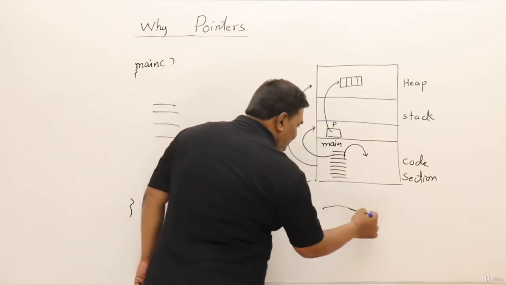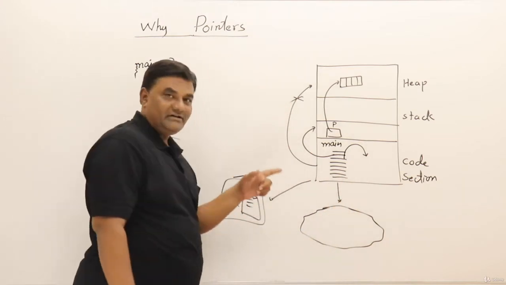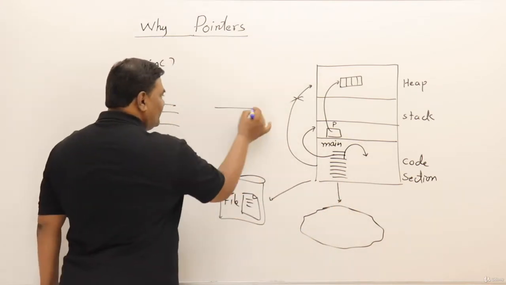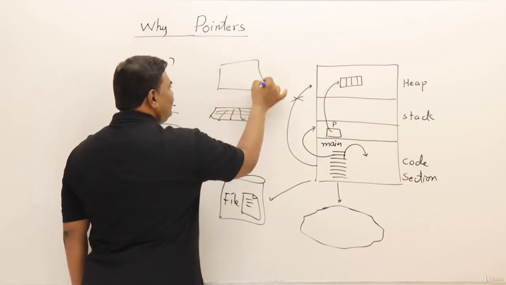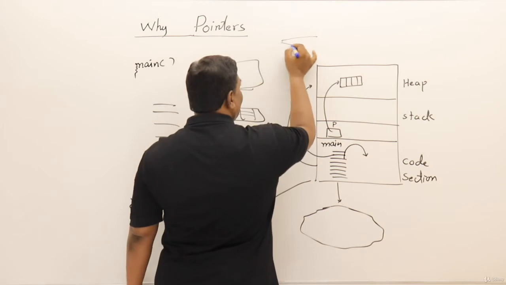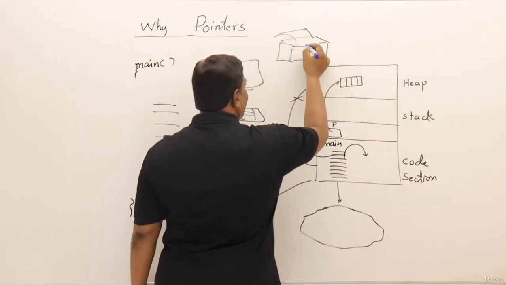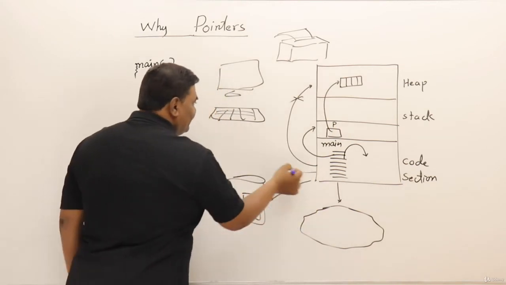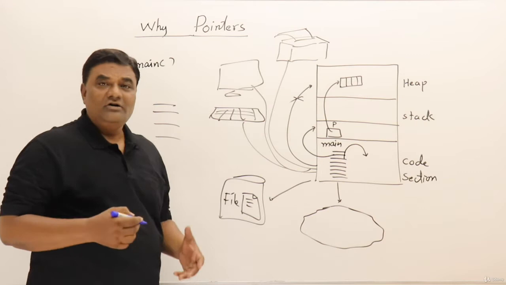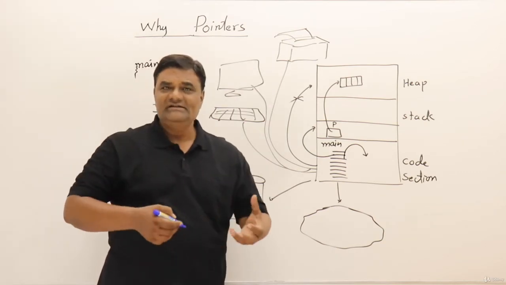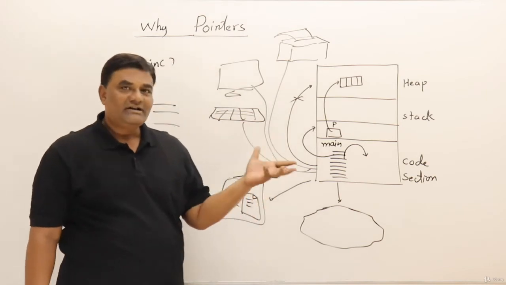Then if there is a network connection, how can a program access it? Using a pointer again. If there is a keyboard and mouse or monitor, or a printer, all these things can be accessed by a program indirectly, not directly, but with the help of pointers. Accessing the keyboard or monitor, we don't do it directly, we use cin, cout. So those objects internally use pointers for accessing them.